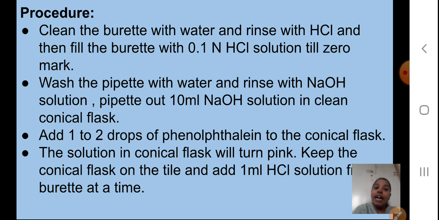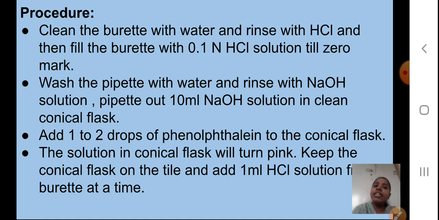Add 1 to 2 drops of phenolphthalein to the conical flask. To this conical flask, I will add 1 to 2 drops. Not ml, hardly 1 to 2 drops of the phenolphthalein indicator. What will happen? The solution in the conical flask will turn pink. Which color will it turn? Lightish pink to pinkish color. It depends upon how much phenolphthalein you are adding.